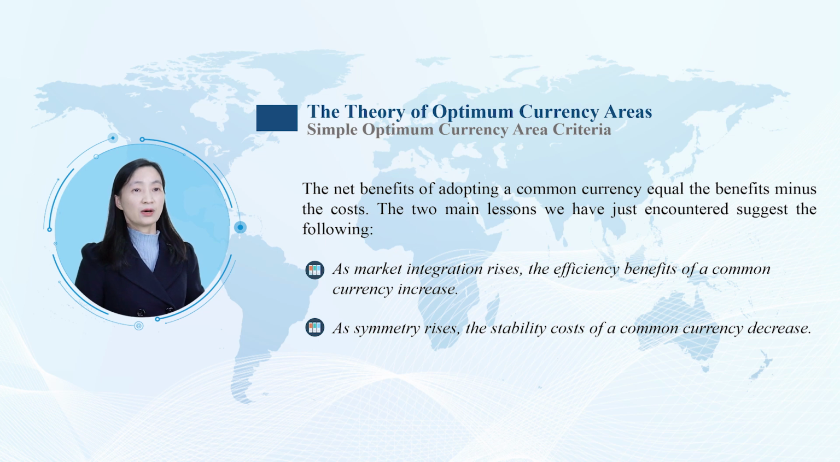Summing up, the OCA theory says that if either market integration or symmetry increases, the net benefits of a common currency will rise. If the net benefits are negative, the home country would stay out based on its economic interest. If the net benefits turn positive, the home country would join based on its economic interests.